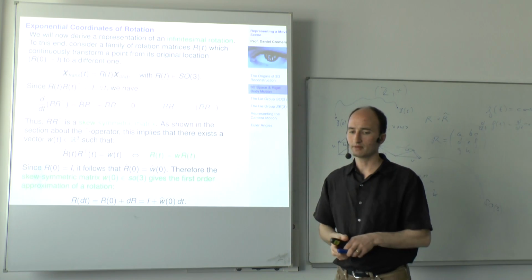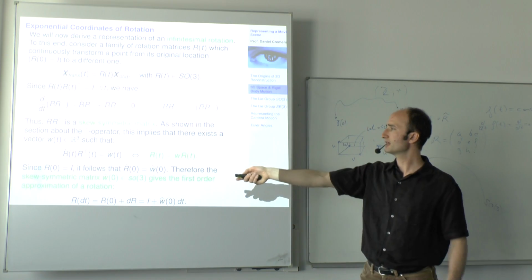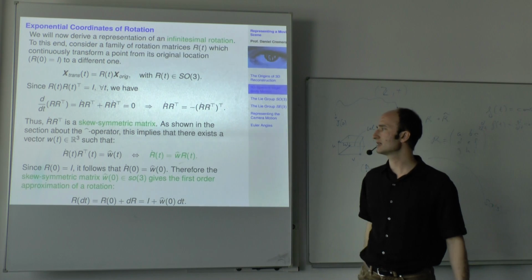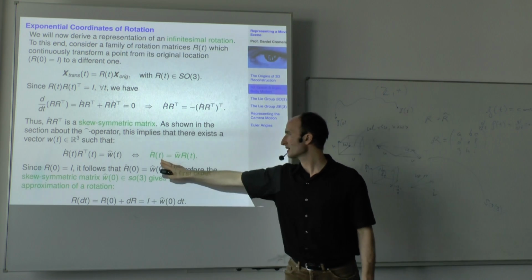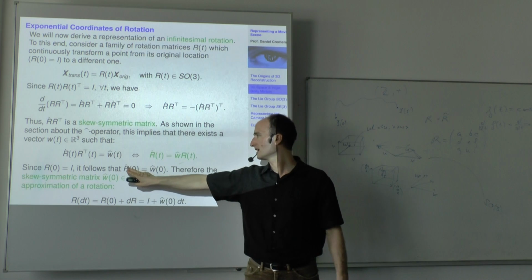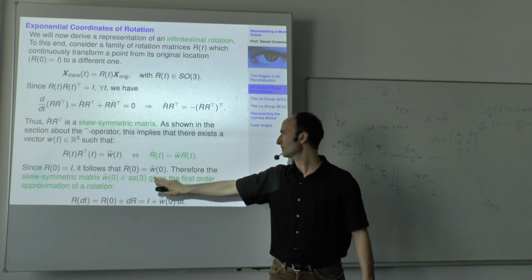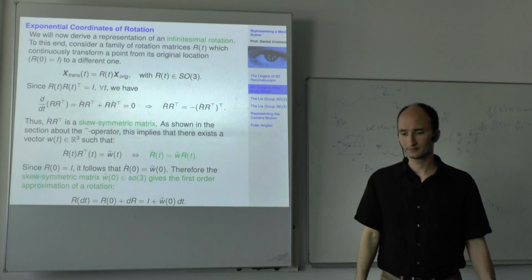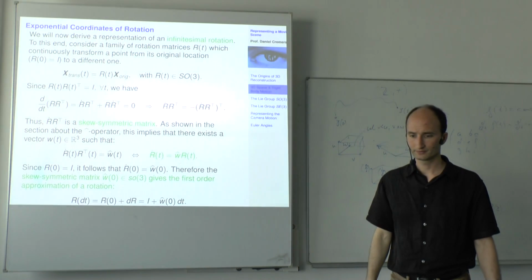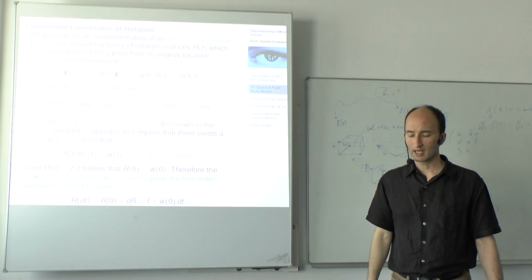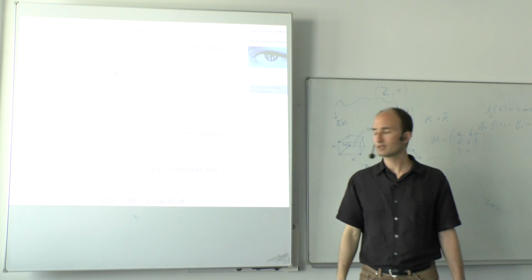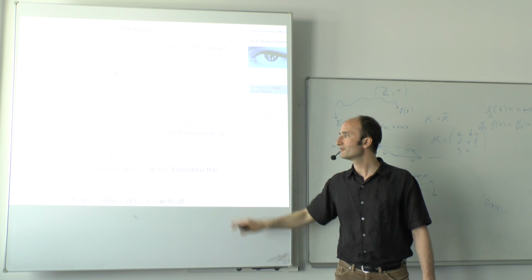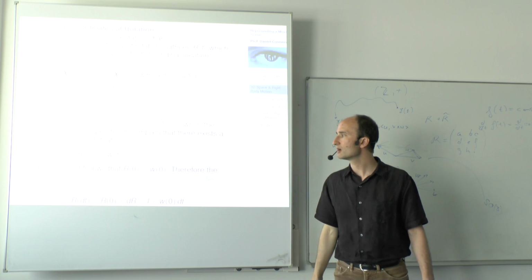In addition, we have assumed that this family is such that at time 0 we have the identity, so R of 0 is the identity. And so if we plug in 0 here, it follows that R dot at time 0 is nothing but w hat at time 0. And so in other words, that skew-symmetric matrix w hat of 0 is a first order approximation of rotation.